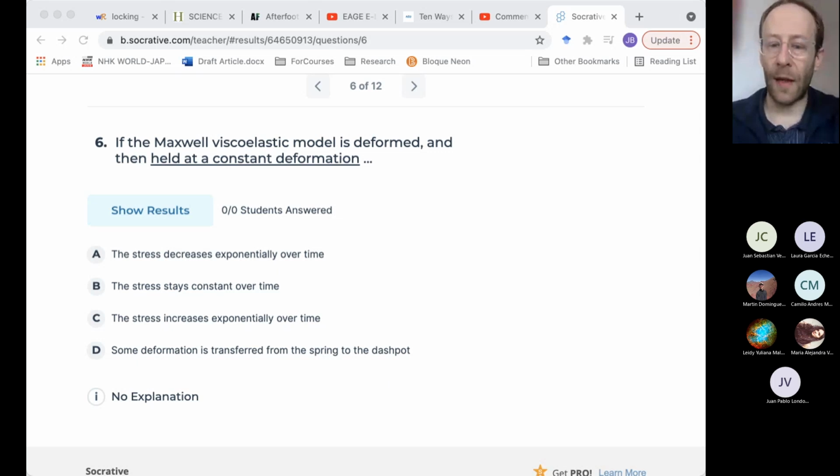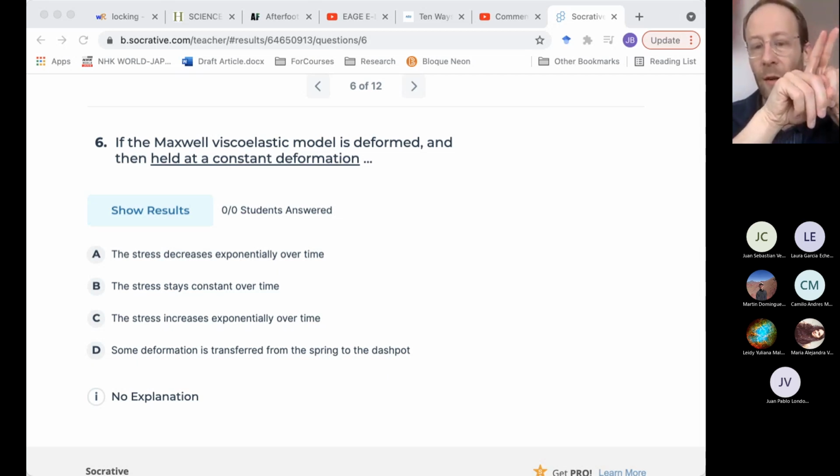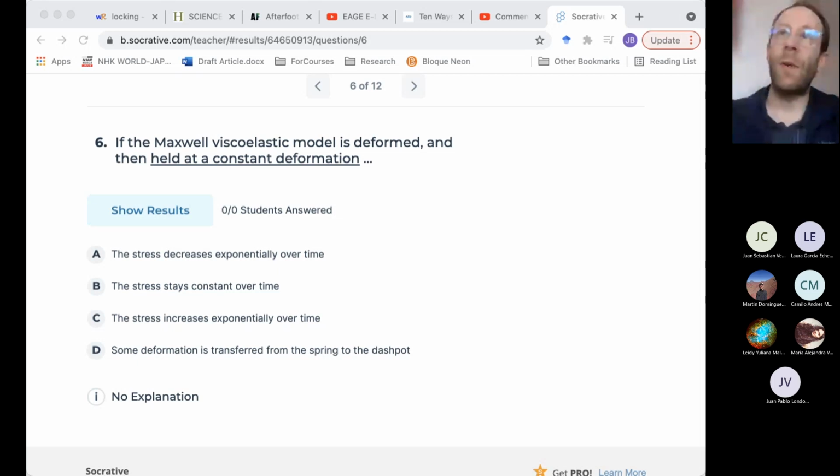So when you deform like this, you will have some stress inside of your system. First, the deformation is going to be inside of the spring, but due to this stress, you're going to accumulate little by little some deformation inside of the dashpot. So if you accumulate some deformation inside of the dashpot, it means that you're releasing some deformation from the spring. And as you know, the deformation that you have inside of the dashpot is permanent.